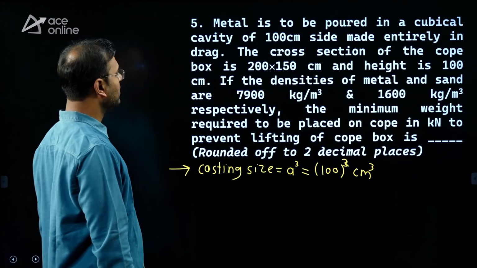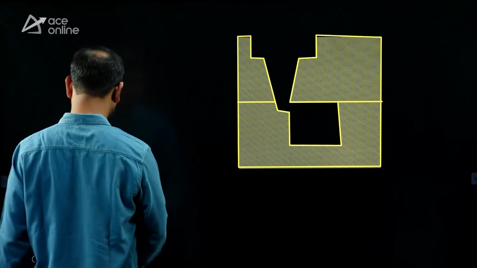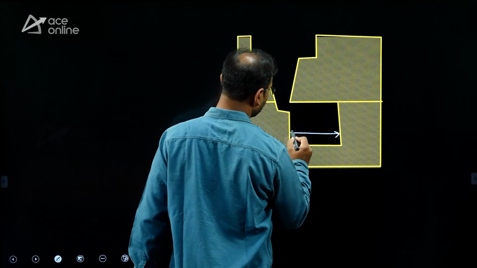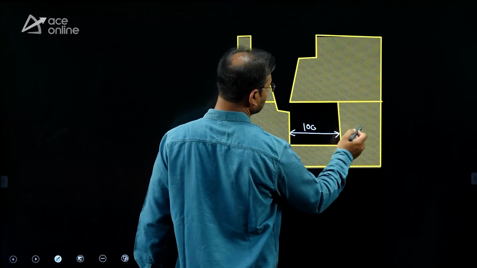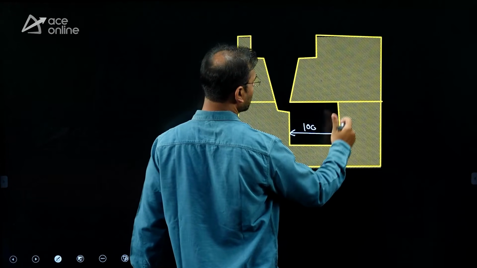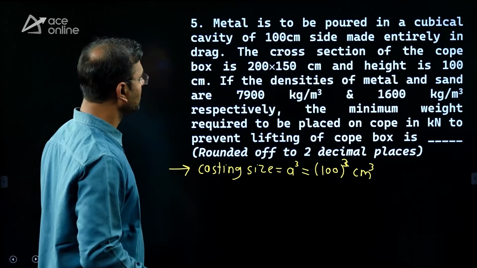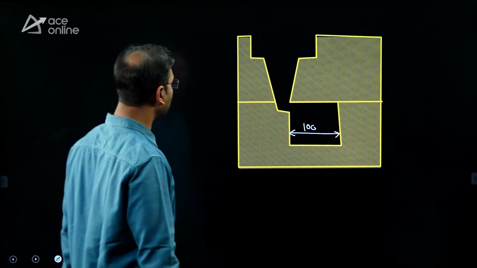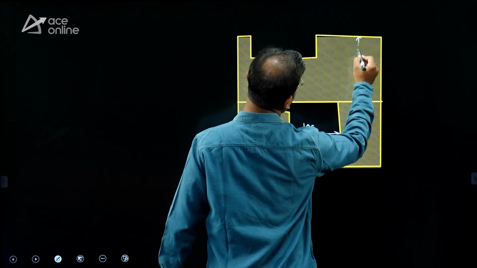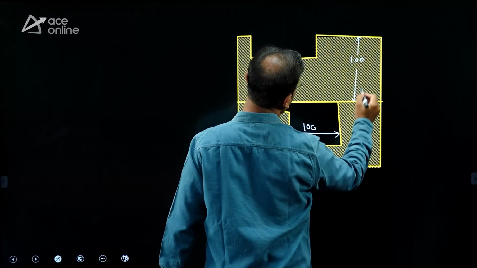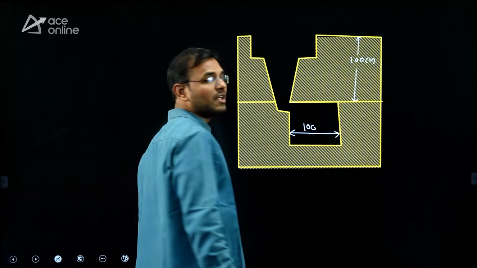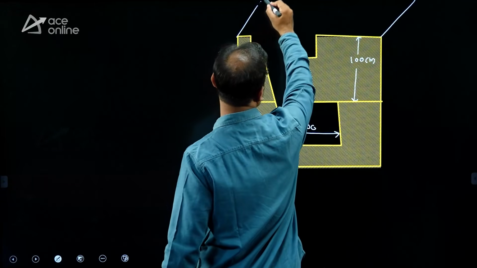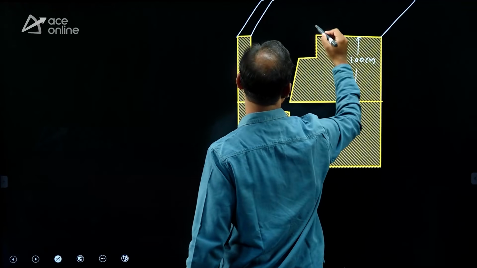And entirely in the drag. Here I can show that it is in the drag. Now just consider that this is the cubical cavity and it is entirely in the drag. This is the drag portion. The bottom one is the drag, the top one is the cope. The cross section of the cope box is 200 into 150 centimeter and the height is 100 centimeter. Here the height of this cope box is 100 centimeter. Cross-sectional means we have to draw the 3D diagram, so I need to draw that third dimension here.